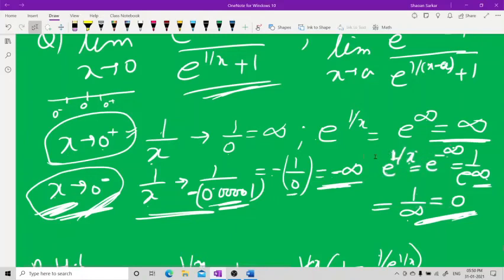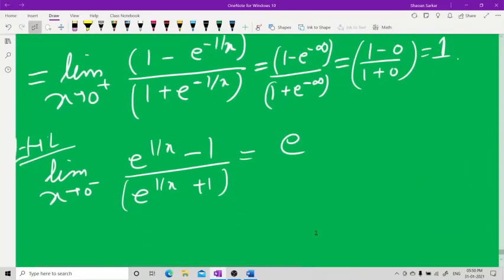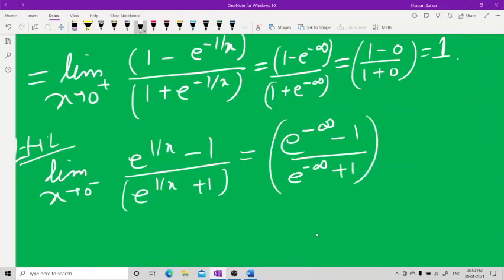See this, wait a minute, let me draw it properly. So then e to the power of x behaves like 0 at x tending to 0. Okay, now come to the point. So this will behave like e to the power of minus infinity minus 1, e to the power of minus infinity plus 1. So this will be nothing but 0 minus 1, and this will be 0 plus 1. So you will get minus 1 by 1, and you will get minus 1.